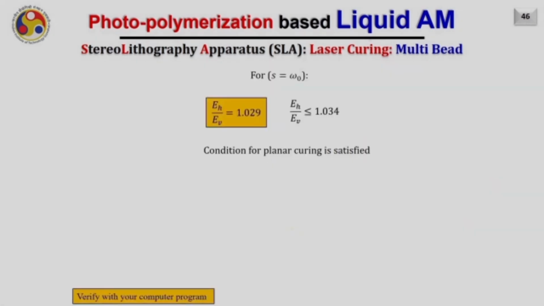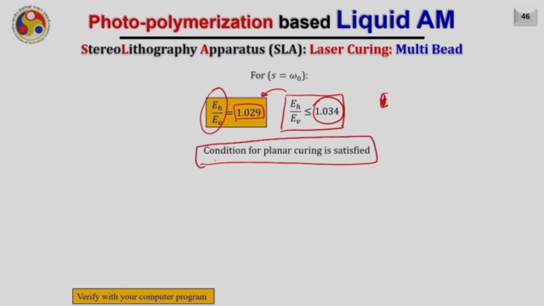Let me now consider the ratio, dividing EH by EV. These two equations, those we have just seen, are divided here, and as a ratio I am getting 1.029. Now if you recall, we have already seen the ratio EH by EV should be less than 1.034 for the planar condition, and hence it is coming less. That means our planar condition is satisfied. Therefore, S equals omega naught is the right step over which we can consider for this particular resin which we have considered here.